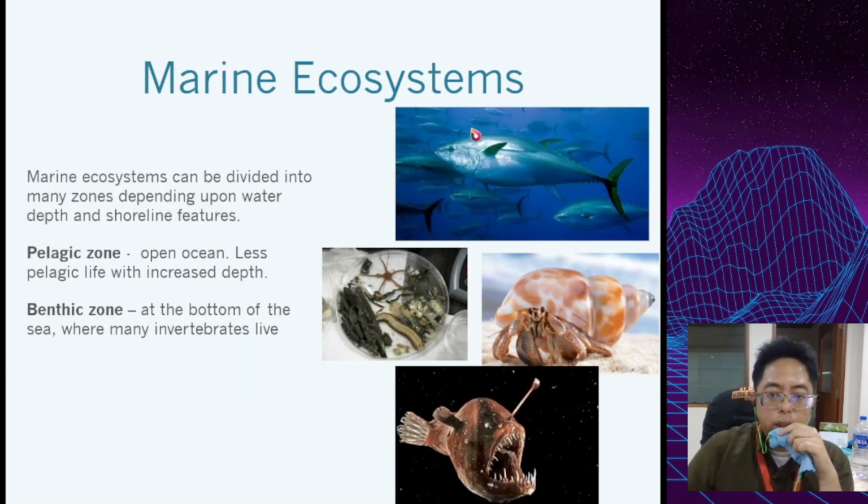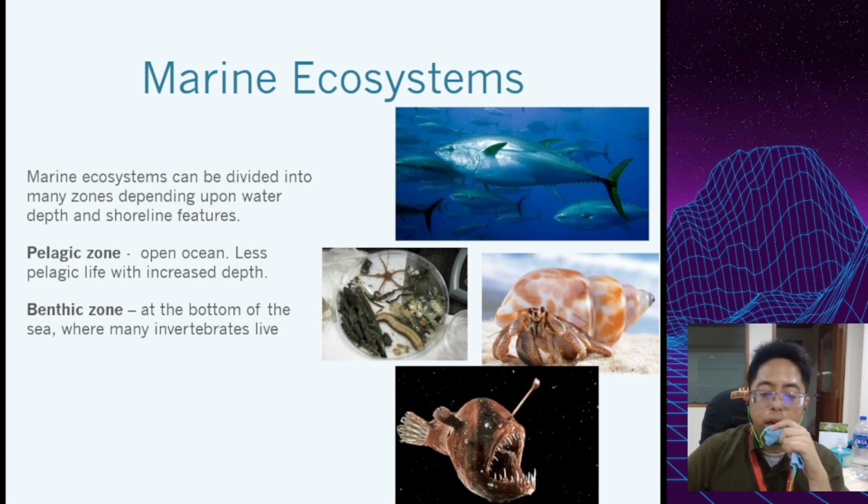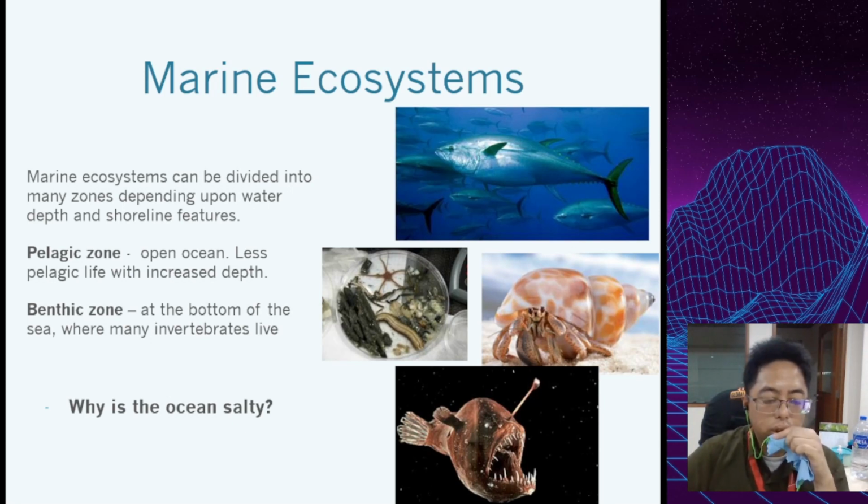Marine ecosystems. Marine ecosystems can be divided into many zones depending on water depth and shoreline features. You have the pelagic zone, which is the open ocean. The deeper you go, the less life you have. A benthic zone, at the bottom of the sea, has a lot of invertebrates. So why is the ocean salty? The reason is that rivers discharge mineral-rich water to the oceans. So this is one way where the salts are deposited, from the rivers which drain the landscape.